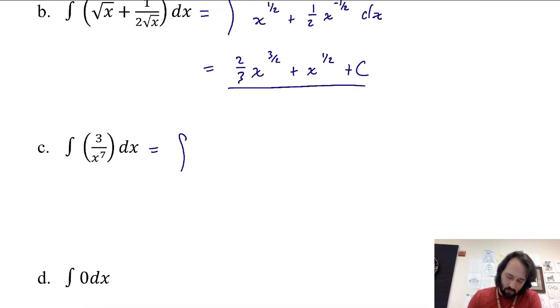This one I would rewrite as the integral of 3x to the negative 7 dx, which would be, let's see, we add 1 to negative 7 to get negative 6, so 1/2 and negative, plus c.